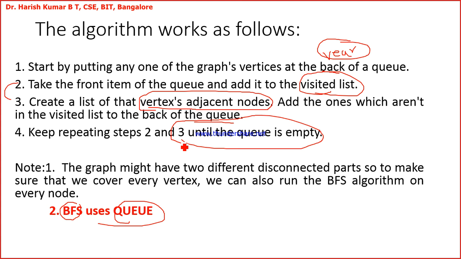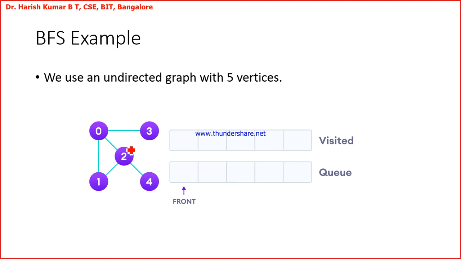Now after you put any one of the graph's vertices at the rear end of the queue, mark it as visited, then go for identifying the adjacent nodes for that node, the one which you have visited right now, and those adjacent nodes should not be visited yet. Add them to the back end or rear end of the queue. Keep repeating steps 2 and 3 until the queue becomes empty. Okay, now we'll try to understand this with the example.